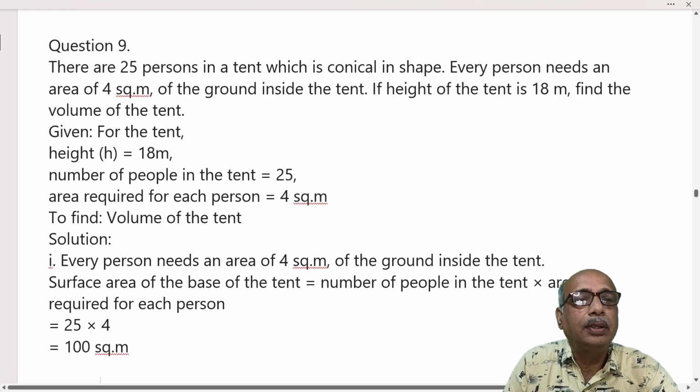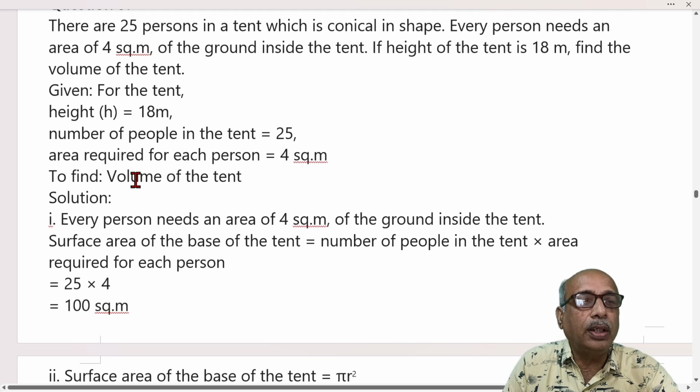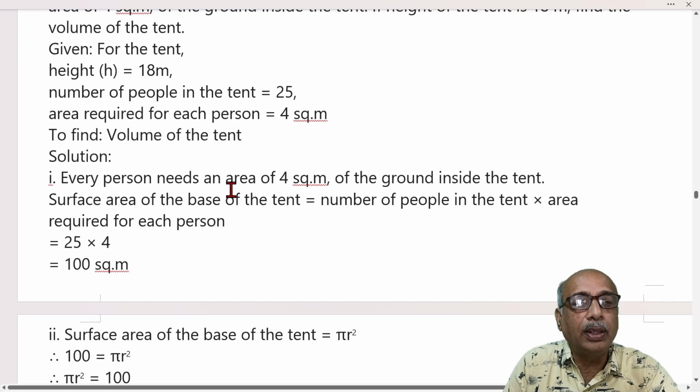Next problem. There are 25 persons in a tent which is conical in shape. Every person needs an area of 4 square meter of the ground inside the tent. If height of the tent is 18 meters, find the volume of the tent. So here, for the tent, height is 18 meter, number of people in the tent are 25, area required for each person is 4 square meter. We have to find the volume of the tent.